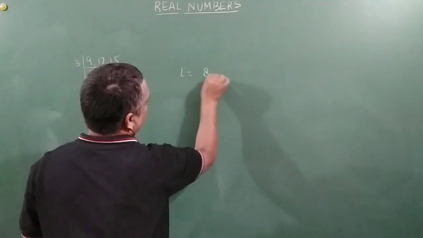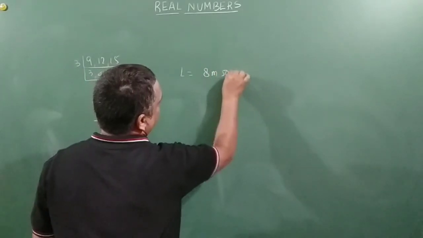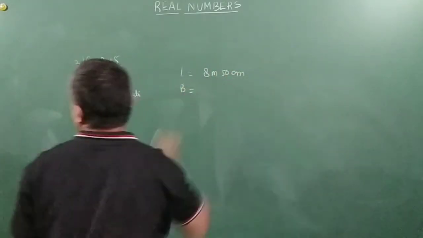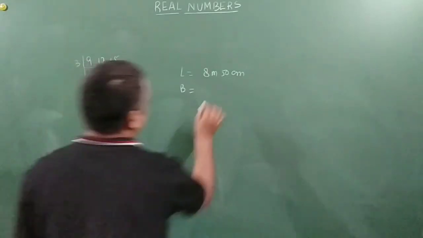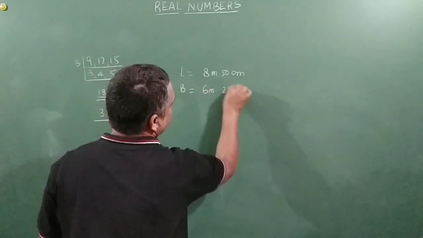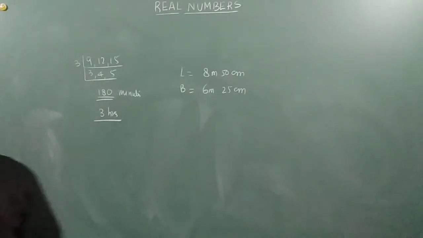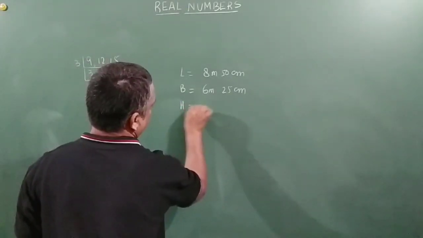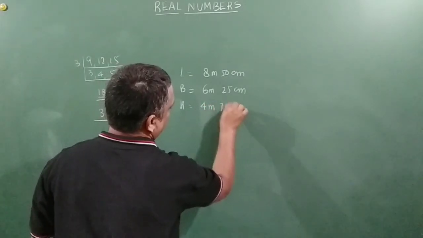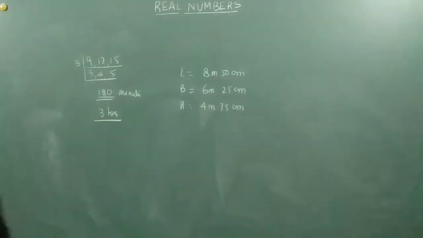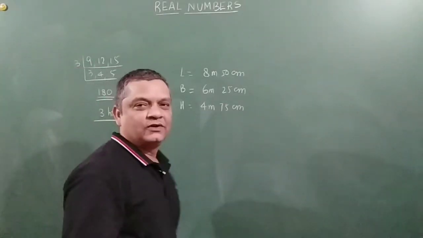Length is equal to 8 meter 50 centimeter. Breadth is equal to 6 meter 25 centimeter, and height is 4 meter 75 centimeter. Right? Okay. So find the length of the largest rod that can measure the dimensions of the room exactly. Right? So how do we do it?